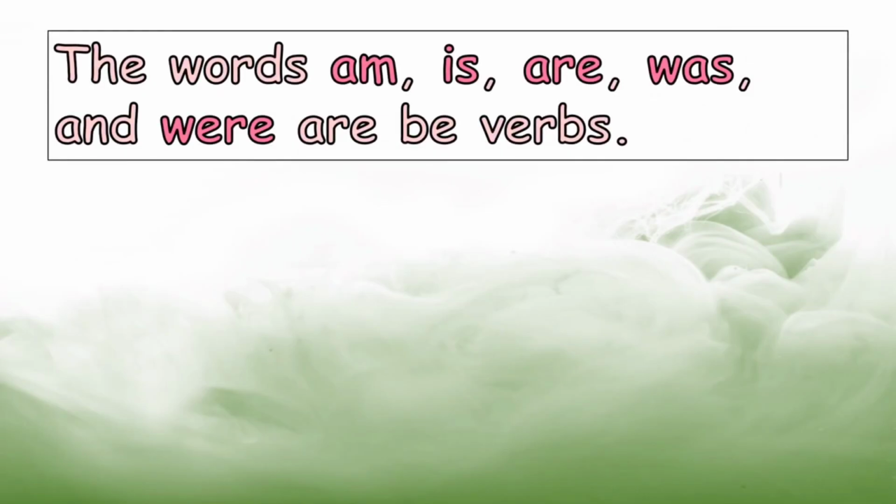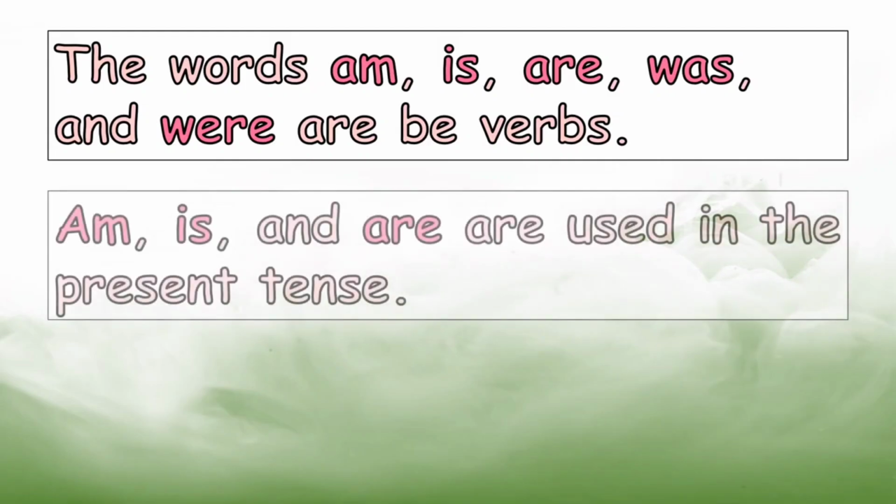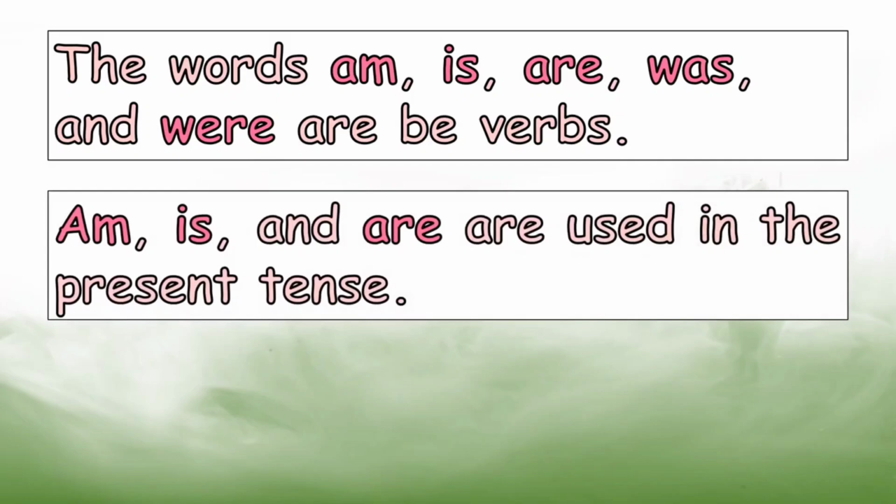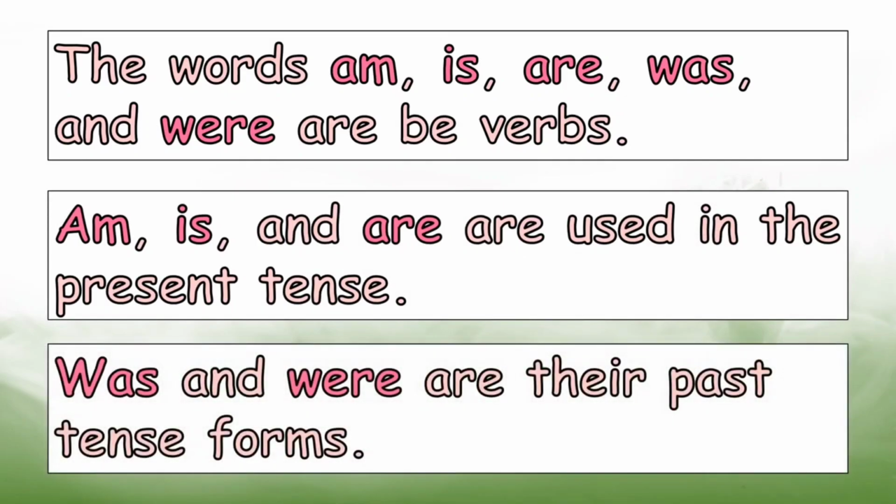The words am, is, are, was, and were are be verbs. Am, is, and are used in the present tense. Was and were are their past tense forms.